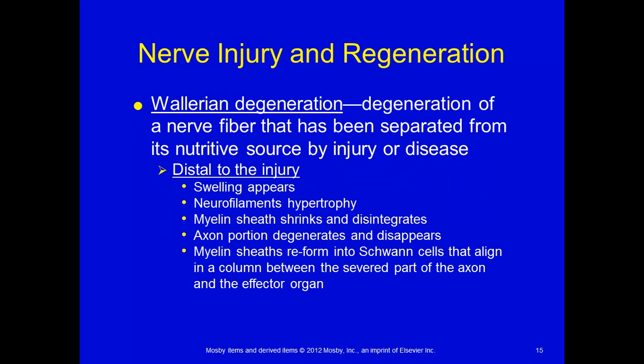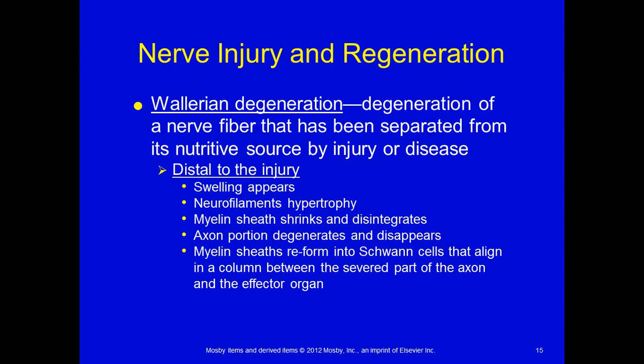So it makes sense now, as we're talking about structure and function on a micro level of the neurologic system, that we talk about what happens when an axon is damaged or when an axon is completely severed. What happens when a nerve, or I shouldn't say a nerve cell, but specifically the axon of a nerve cell, is damaged is something called Wallerian degeneration. So Wallerian degeneration, as you see here on the screen, is degeneration of a nerve fiber that's been separated from its nutritive source, from the cell body, from the soma, either by injury or disease.